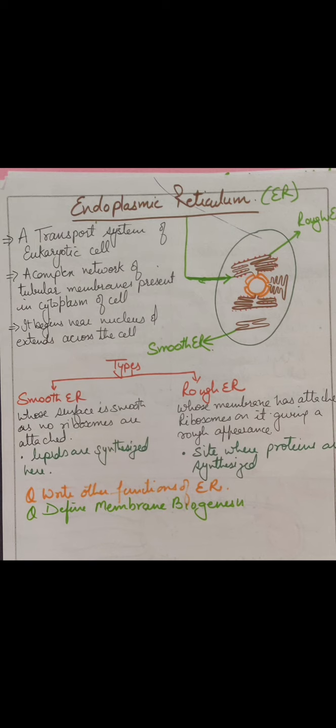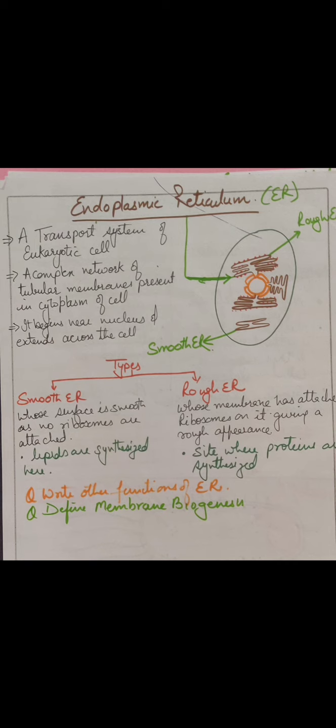Together, lipid and protein constitute the raw material for the formation of the plasma membrane. So we can say endoplasmic reticulum is involved in membrane biogenesis. What is the meaning of biogenesis? Bio is living, genesis is generate. It means the living membrane, that is plasma membrane, is generated because of the contribution by the endoplasmic reticulum.